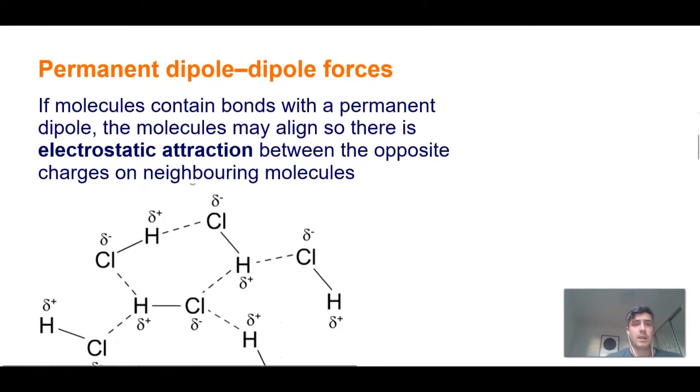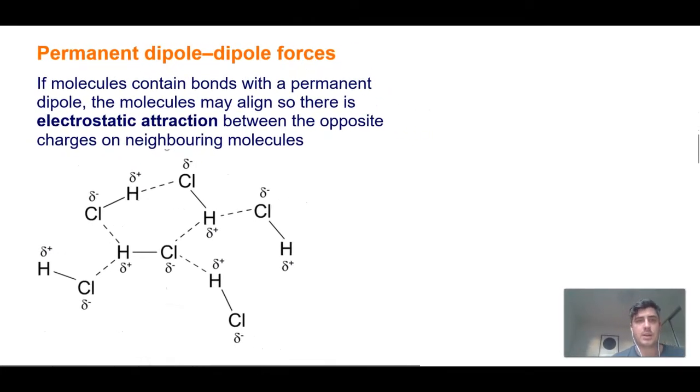For that reason. Okay, moving on to permanent dipoles. So this is where it's no longer a temporary dipole, which is caused by the moving of the electrons. It's now a permanent thing, and it's because of the electronegativity. So see my previous video on polarity to understand that a little bit better.